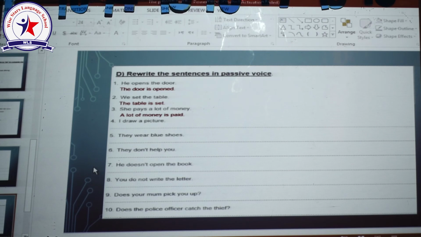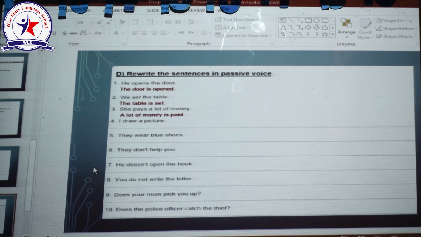Number 2, we set the table. We, subject, set, verb, the table, object. I will start with the object, the table. Then verb to be, the table is. After that, the past participle form of the main verb, set, set, set. So the table is set.